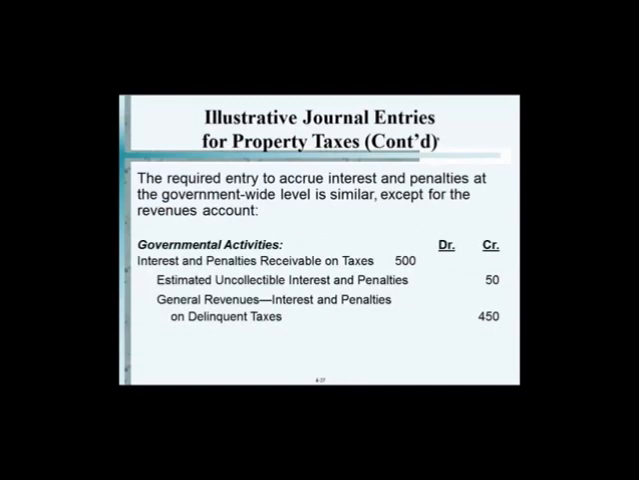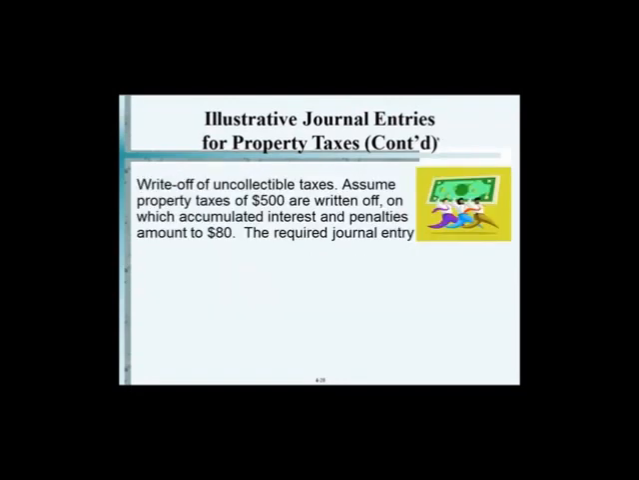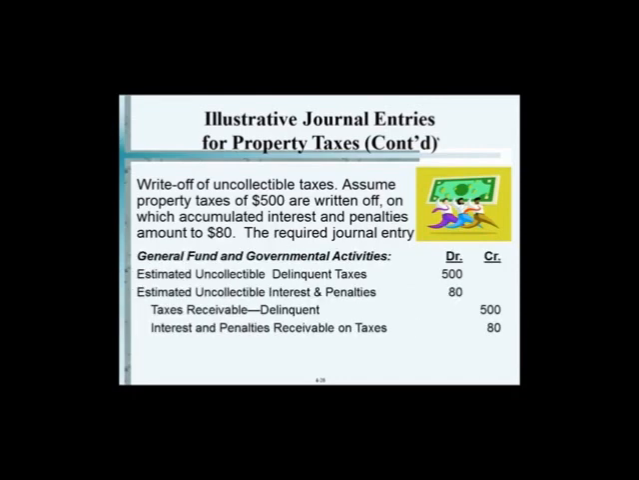And same journal entry under governmental activities. This is what happens at the end. That question in the back, this is the amount being written off of delinquent taxes and interest and penalties.